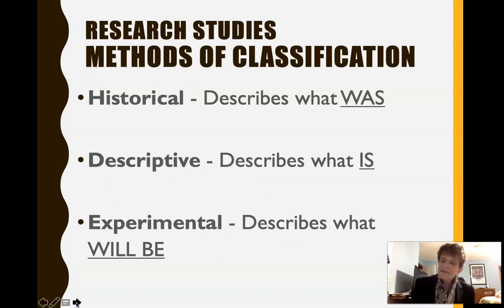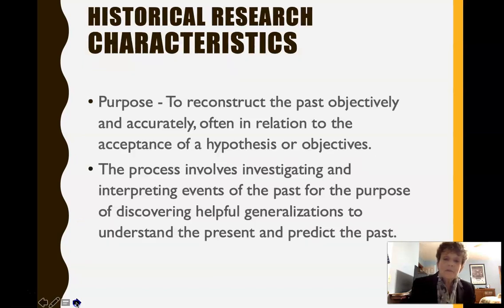So we talked some about this last week, but again, we want to talk about these because these are the three main types that in the social sciences we do mainly for our research studies. You can have one that's historical, which doesn't mean it's about history, but it's describing something that happened in the past and how it's correlated to today. Descriptive describes what is, and experimental describes what will be.